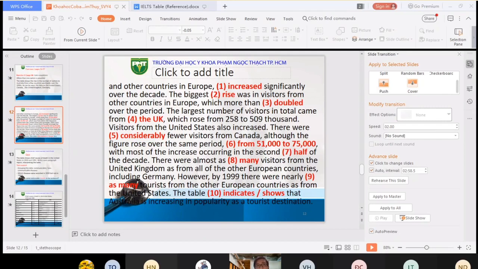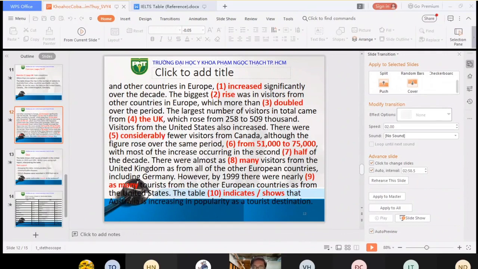And when you are in a test room, just use them automatically, right? You don't need to think too much. We just use the phrases automatically in the test room.